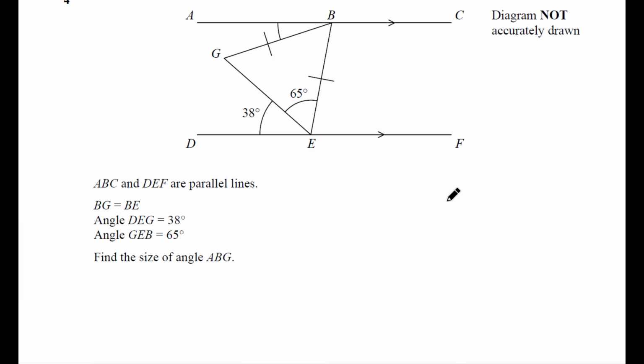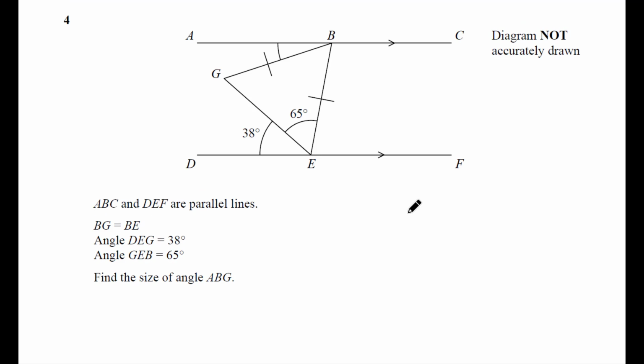Question 4. Angles on parallel lines. It says find the size of angle ABG. It doesn't ask for reasons, so you don't need to write it. So angle ABG, which is this one here. So what's going to help us? These lines here, meaning that's an isosceles triangle.